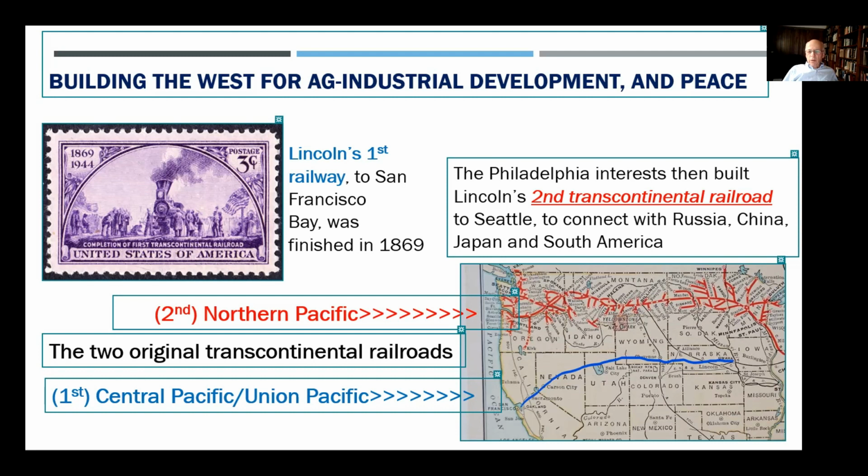This went from Duluth, Minnesota out to Seattle, and it was explicitly designed to connect with the entire Pacific region, Asia and South America, to shift the geopolitics of the world in favor of peace and development. Next slide.